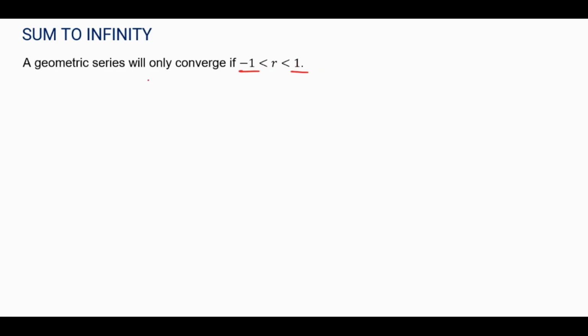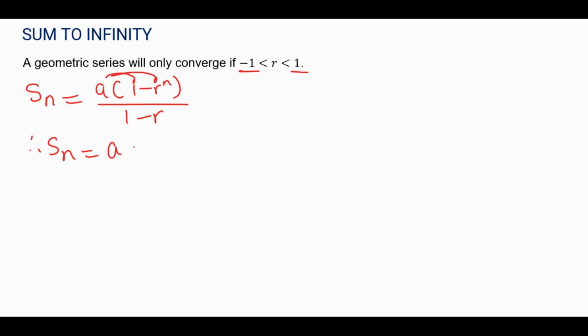Now let's look at the formula. Remember, Sn is equal to a(1 minus r to the power n) over 1 minus r. That's the formula for a geometric series, right? And then this can be written as Sn is equal to, we can distribute this a here, and it becomes a minus ar^n over 1 minus r.